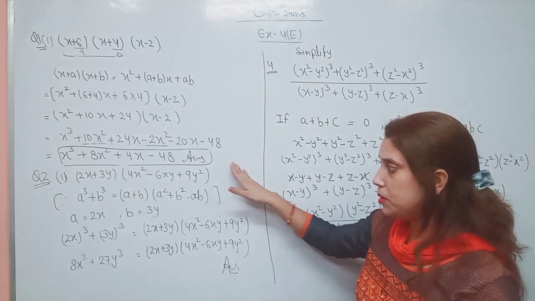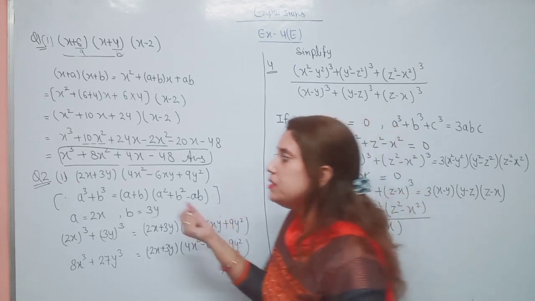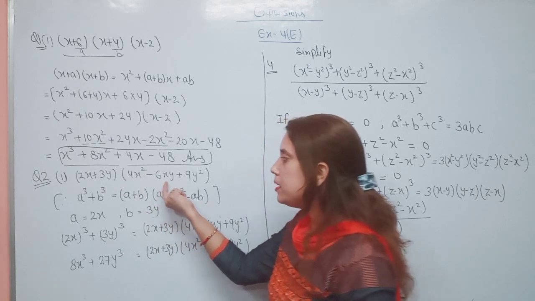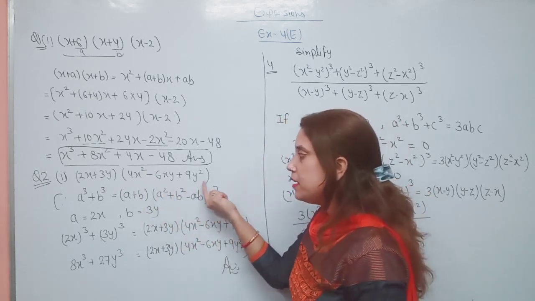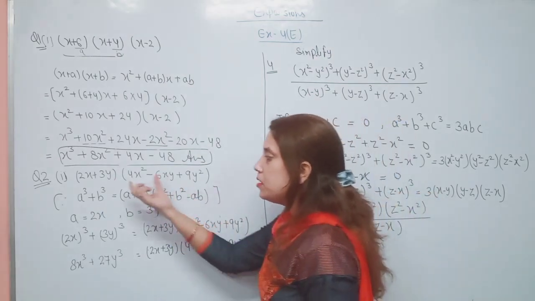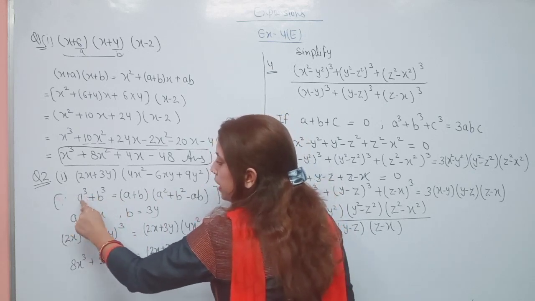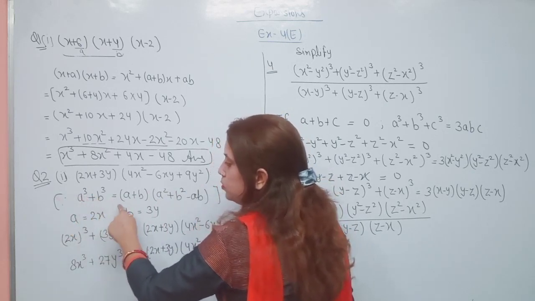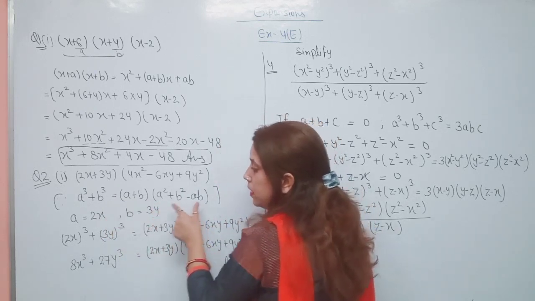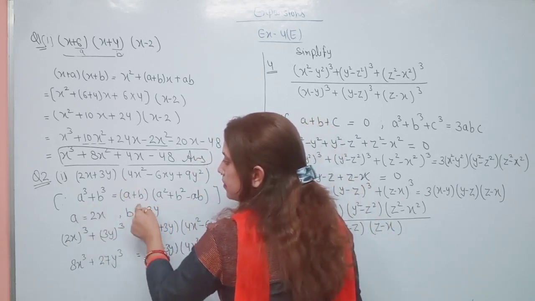Now let's do question number 2. First part: simplify by using identity (2x + 3y)(4x square minus 6xy plus 9y square). So first we analyze the question to see which identity we can use here. We know that a cube plus b cube is equal to (a + b)(a square plus b square minus ab). This identity seems like this.